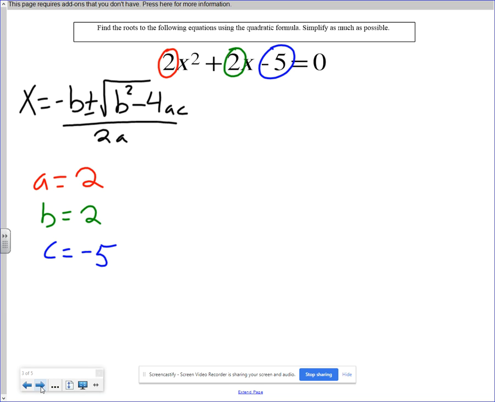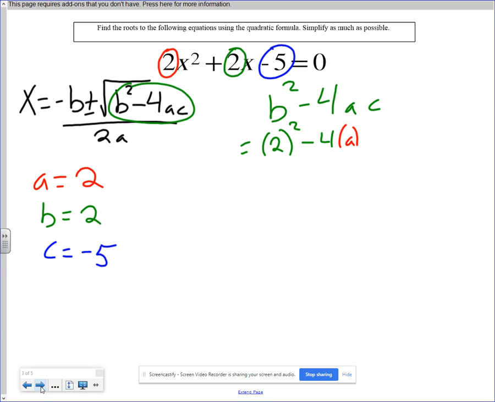So let's go ahead and use the discriminant to see what kind of solution we're going to have to this quadratic equation. So the discriminant is going to be b squared minus 4ac. So in this instance, we're going to have b is 2, so 2 squared minus 4 times a, and a, which we've already identified as 2.